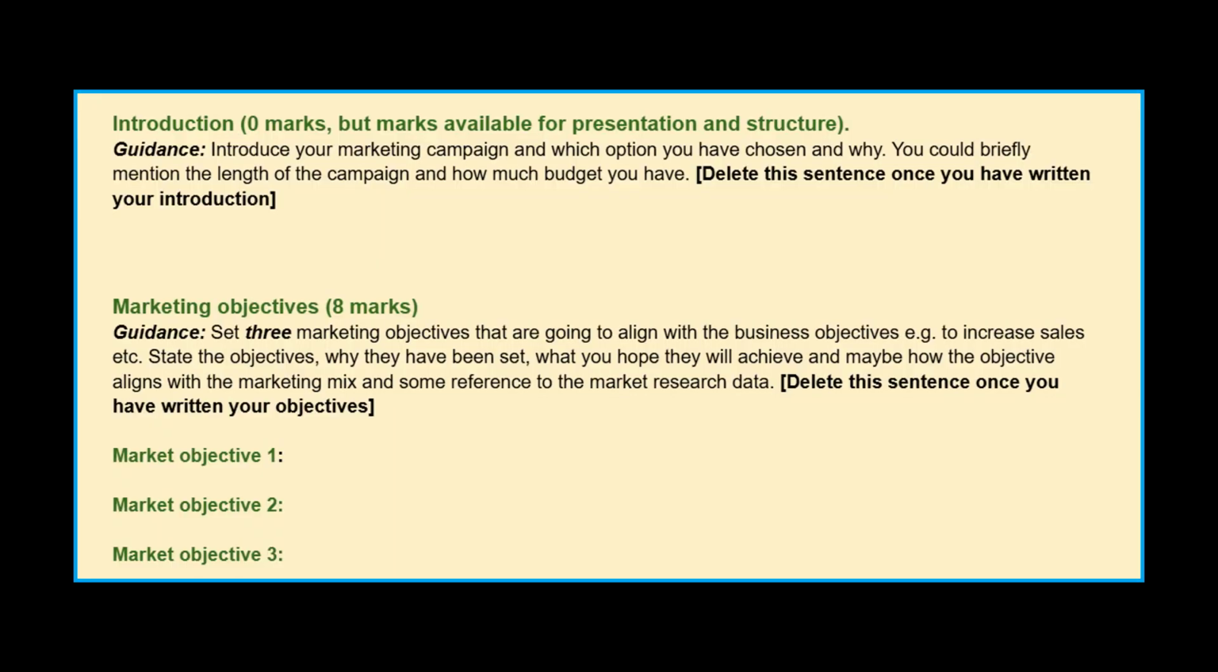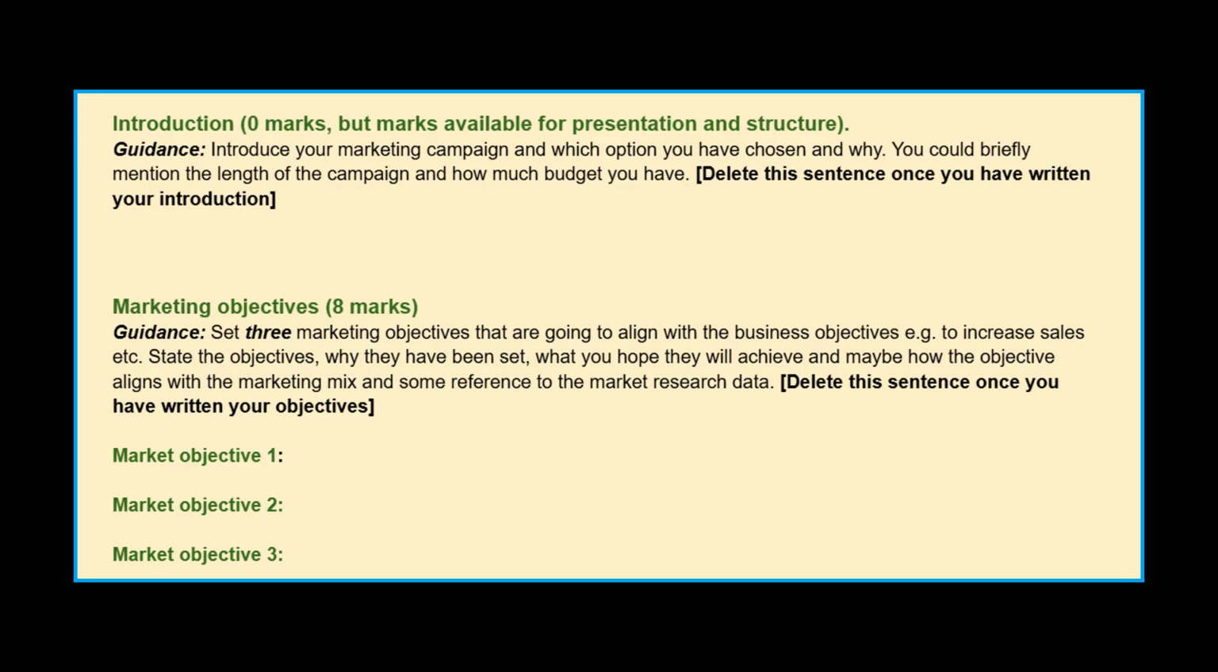So here we go. I recommend that you write an introduction. You could introduce your marketing campaign and which option you have chosen and why, because normally you get given two in the controlled assessment. You could briefly mention the length of the campaign and how much budget you have. It sets the scene for the examiner, so the examiner knows you understand what you're writing about and why you're doing it. You could also mention whether you think the budget is big enough for the length of the campaign. For example, if you had a £25,000 budget for a 6-month campaign, it's probably not going to be enough money. Mention it at the beginning so the examiner knows that you're thinking along those lines.